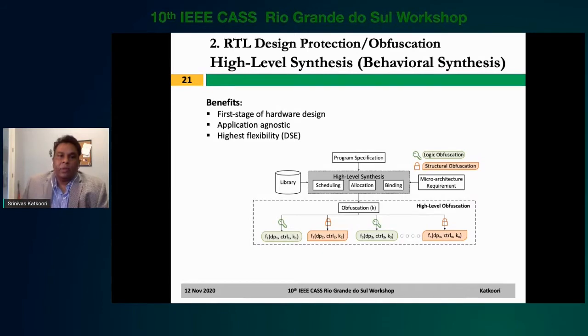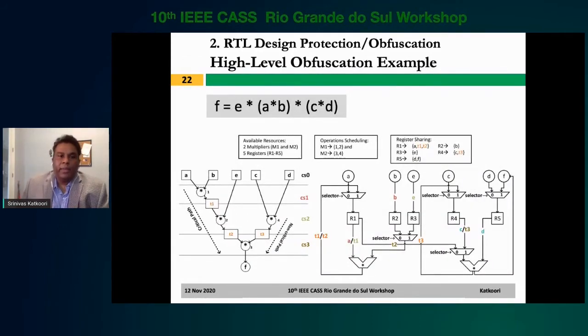Okay, so here what we show is a high-level synthesis tool where you take a program specification, and through this high-level synthesis process, we want to automatically obfuscate the design. In other words, introduce extra hardware that locks the design. Here is a simple example. We have a data flow graph, and that is being synthesized into an RTL design. The RTL design has these multiplexers, registers, and functional units.